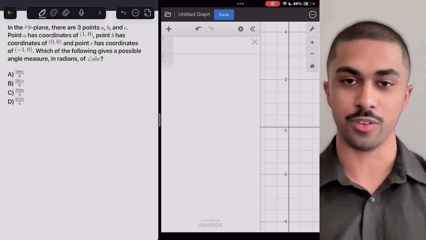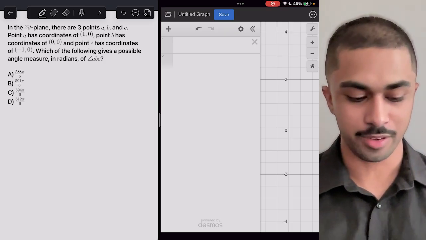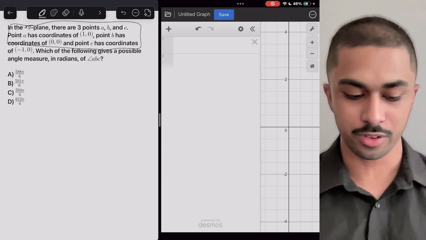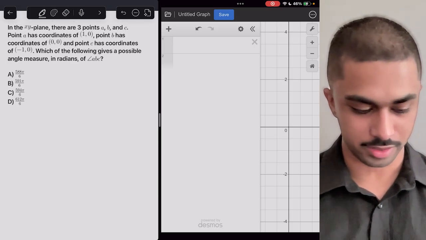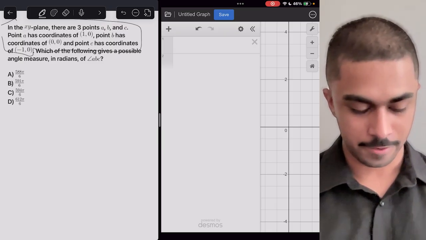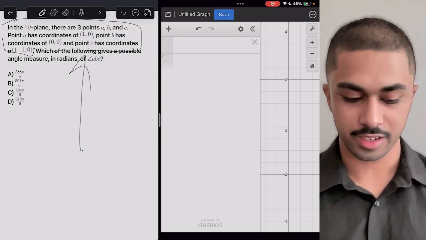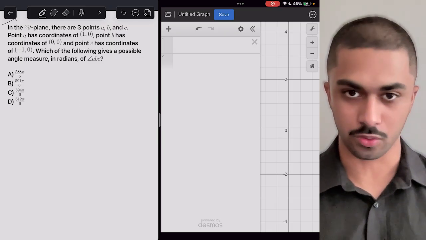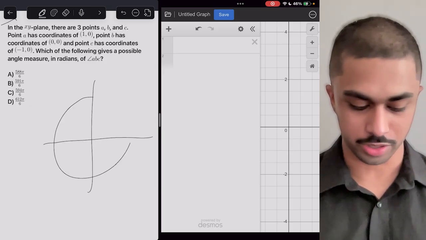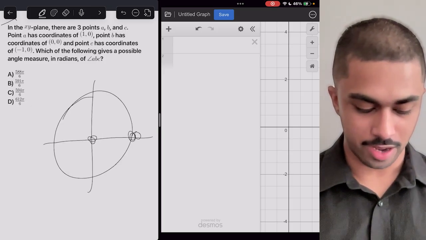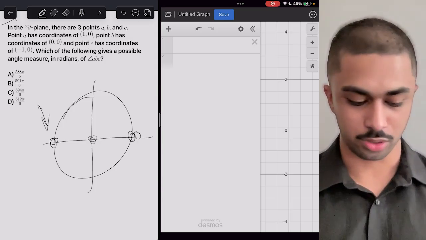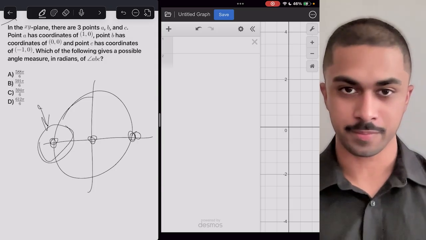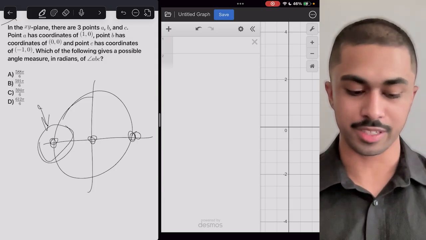The fastest way to solve this is to recognize that anytime the SAT gives you these 3 lines, or really these 4 lines up until right here, all this is saying is that it's drawing a unit circle for you. So this is just a unit circle question. Now, anytime you get a unit circle question on the SAT, all they want you to look at is point C, because point C forms the angle.